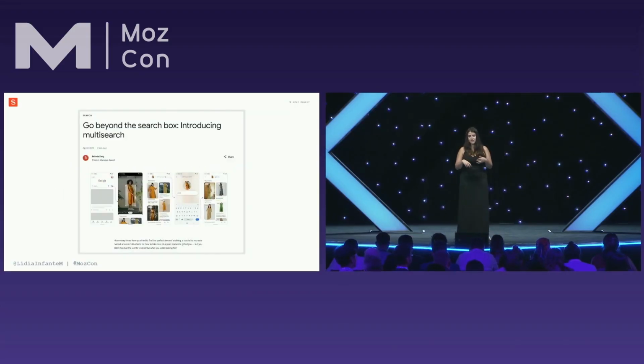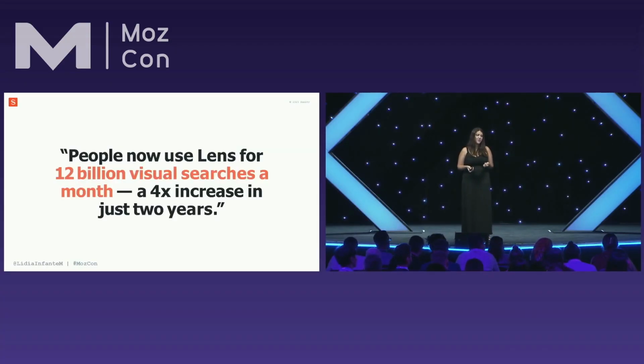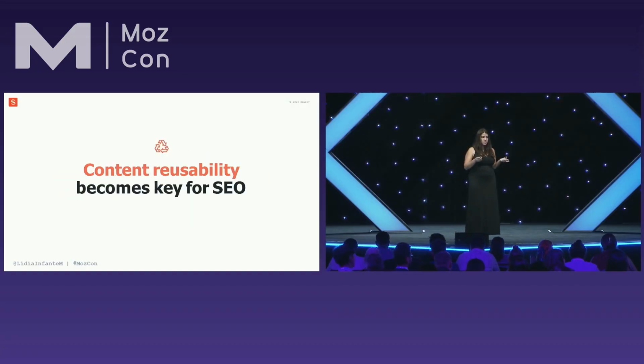We've all seen this article. It came out a while ago, and it was Google saying, visual search is a thing now, get on board. I have an Android phone, so Google pings me: don't type, just use a picture. And according to Google, people now use Lens for 12 billion visual searches a month, which is a lot more than I thought. So if we take into account how content has become more and more omnichannel, content reusability becomes key for SEO.